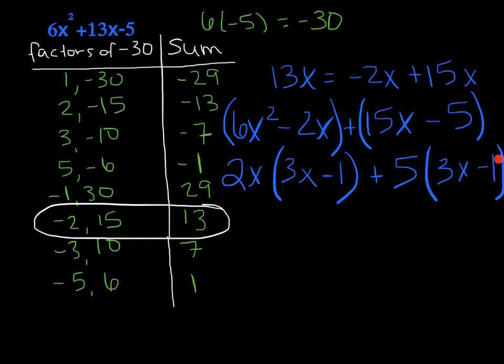whatever's in parentheses needs to be the same. They should be the same. 3x minus 1, 3x minus 1. Boom, we know we're doing something right. If these end up being the same, that's a beautiful thing.